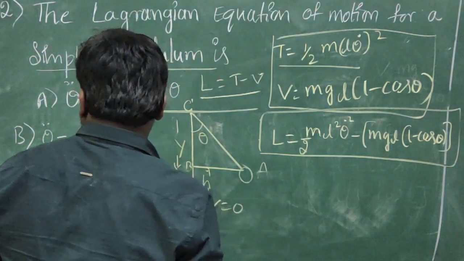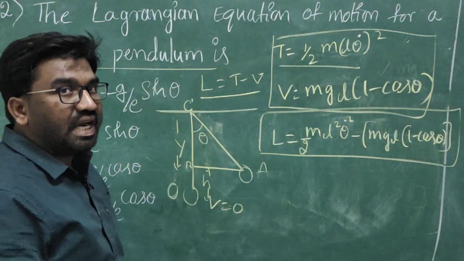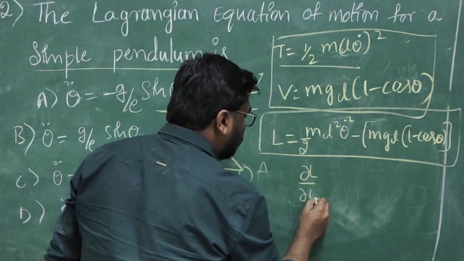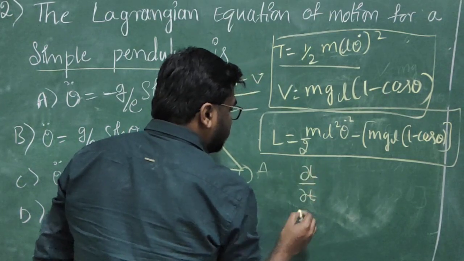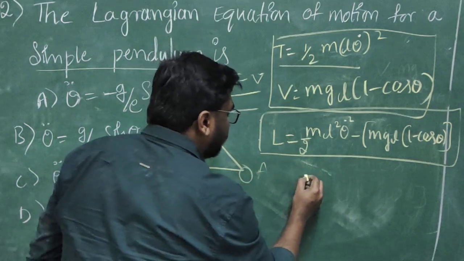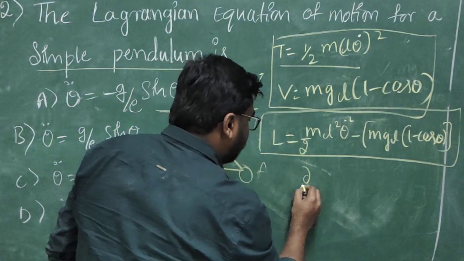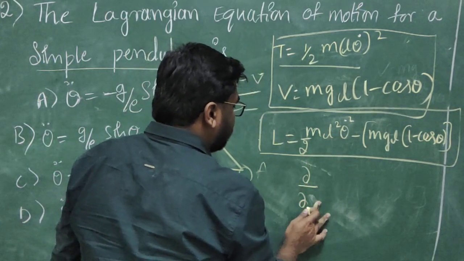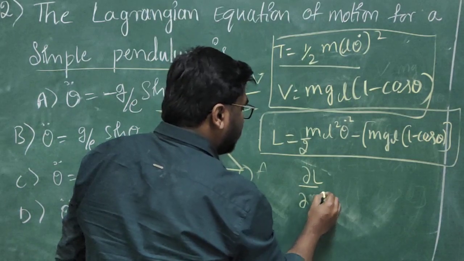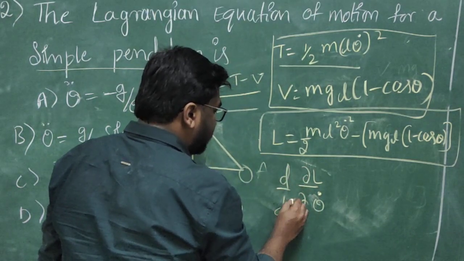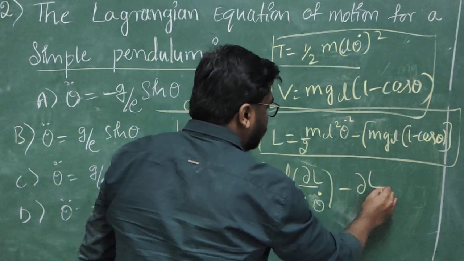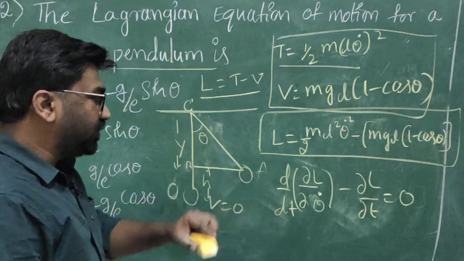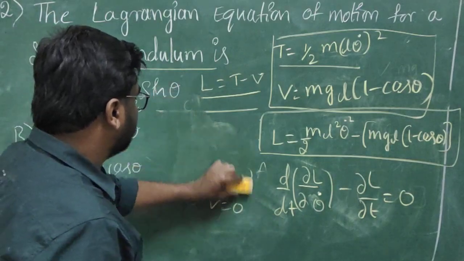Now let us find the equation of motion for the Lagrangian. So that is d by dt of dou L by dou theta dot, minus dou L by dou theta, which is equal to 0. So this is the equation of motion.